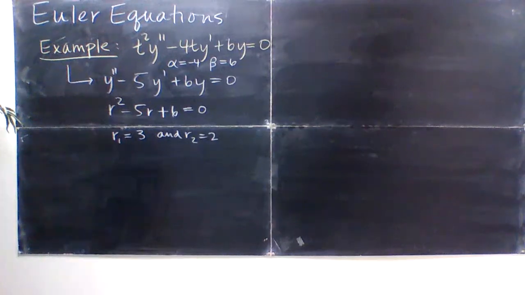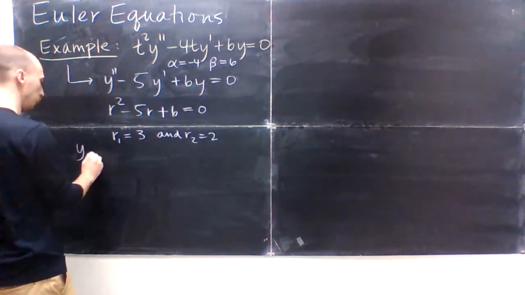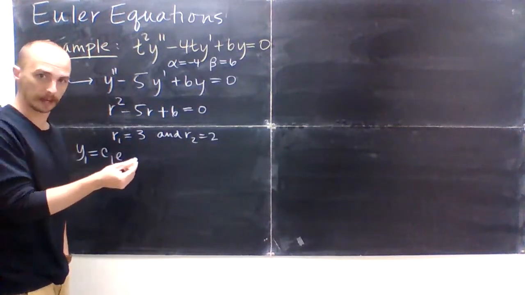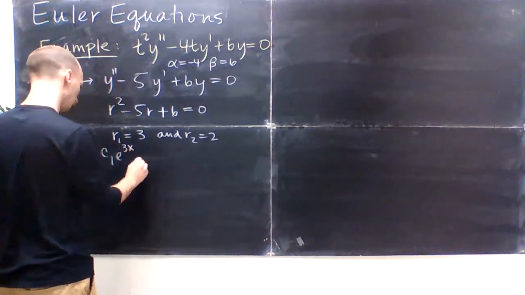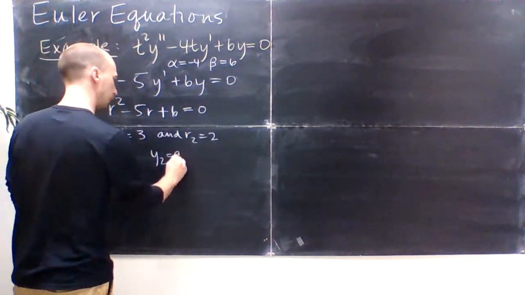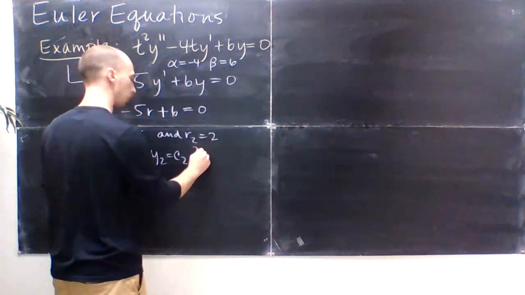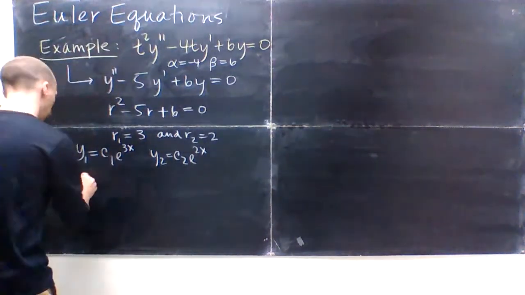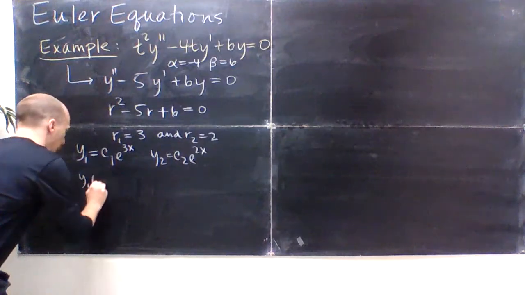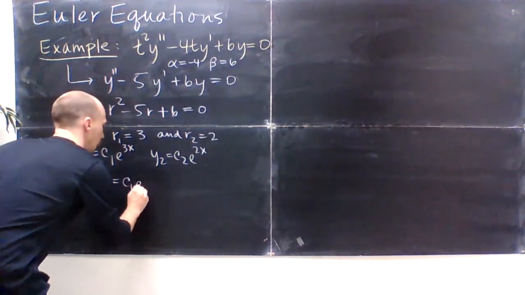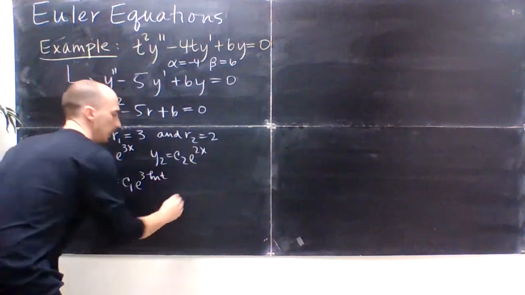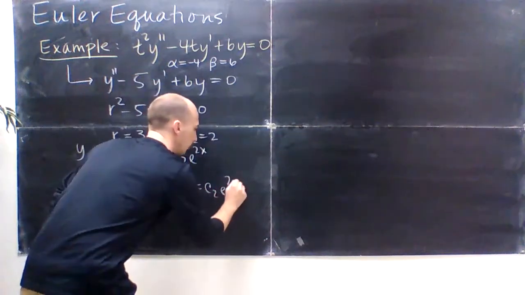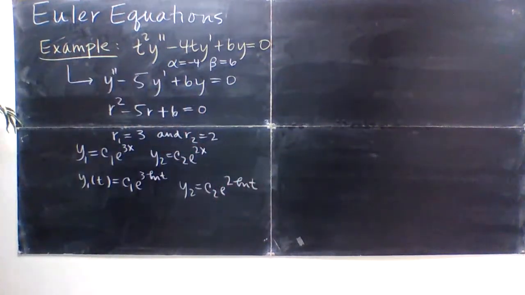And so my solutions are going to be y1 is c1 e to the r1x, okay, so that's e to the 3x, and y2 is c2 e to the r2x. And we know that x is equal to log of t, so I'm going to say that y1 of t is equal to c1 e to the 3 log t, and y2 is c2 e to the 2 log t. Okay.